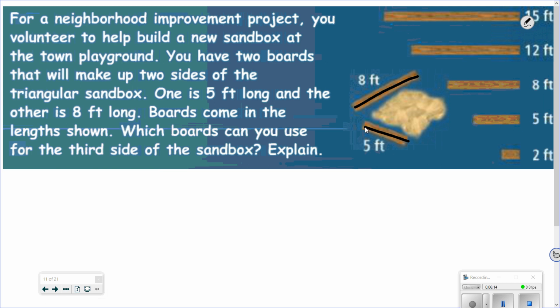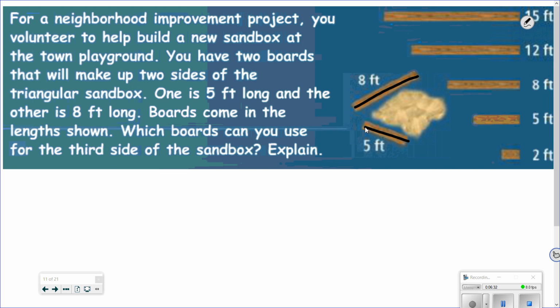Boards come in the length shown. Which boards can you use for the third side? So the question is, could I use a 15-foot, 12-foot, 8-foot, 5-foot, 2 feet? There is more than one correct answer here. So I want you to pause it and think about which one of those would work. Then you can start it again and we'll talk about it together.